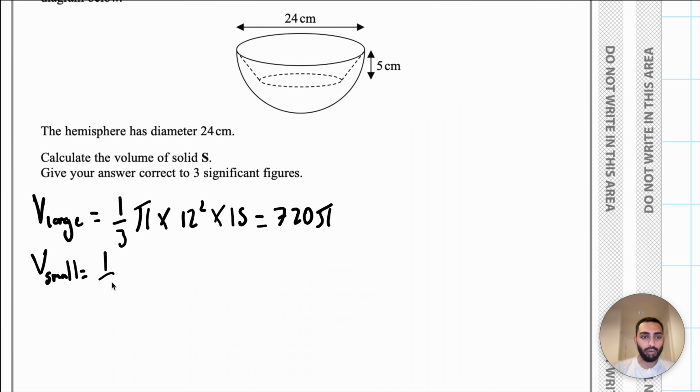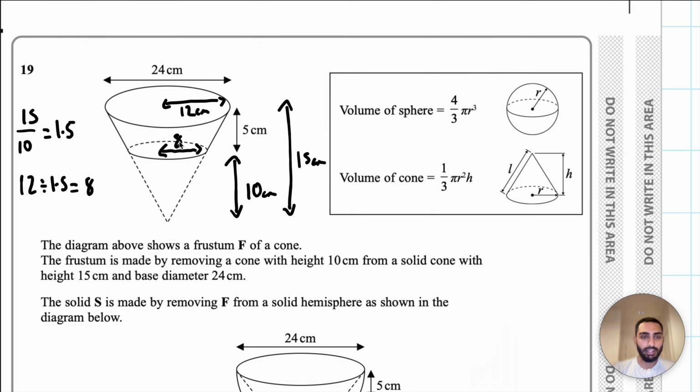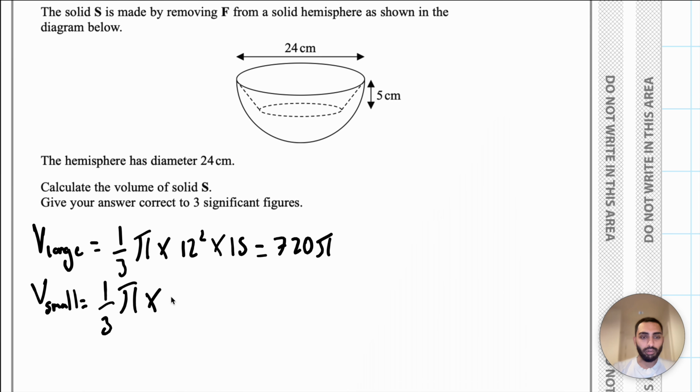So same as before, 1/3 times by pi times by r squared. The radius here is 8 and the height is 10. So 8 squared times by 10. I know 8 squared is 64. 64 times 10 is 640. So it's 640 over 3 pi. Obviously, you can type all of this into your calculator.